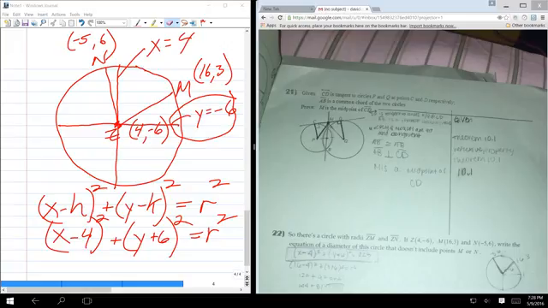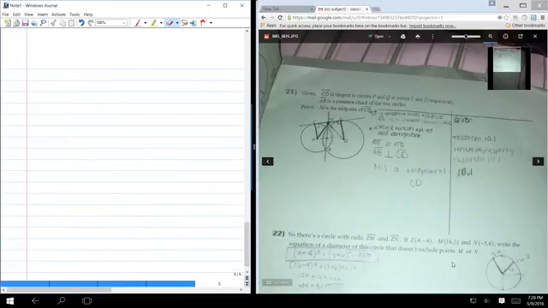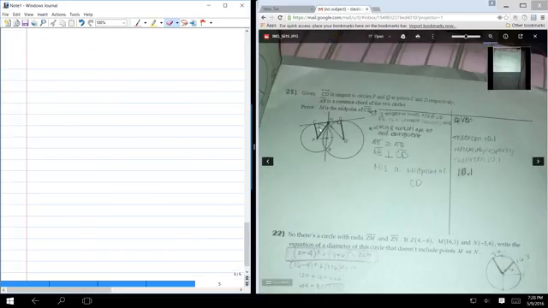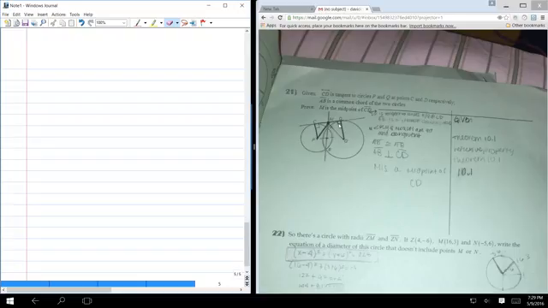CD is tangent to both circles. AB is a common chord of both circles. And M is the midpoint of CD. And that's what we're trying to prove. Well, the first thing we know is that we're creating right angles, correct? All tangents that are connected to a radius create a right angle at the point of tangency. So this angle is right, and that angle is right.